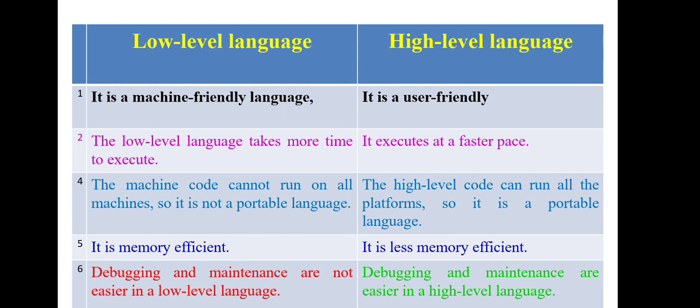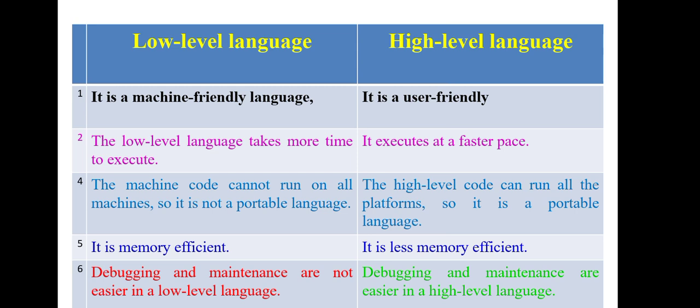Here we are going to briefly outline the low level and high level languages. Low level languages are machine friendly. It is very easy for the system to understand. But high level languages are user friendly, that is, programmer friendly. The second point is that low level languages take more time to execute. High level languages execute at a faster pace.